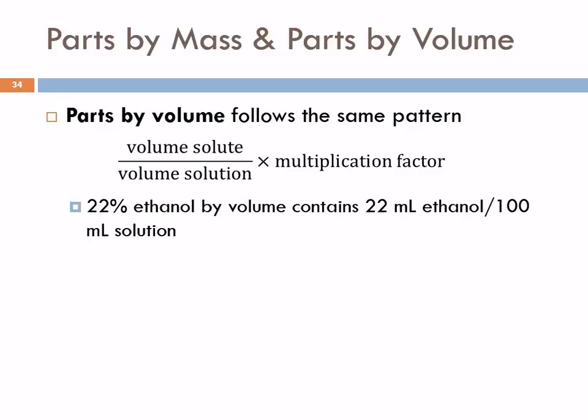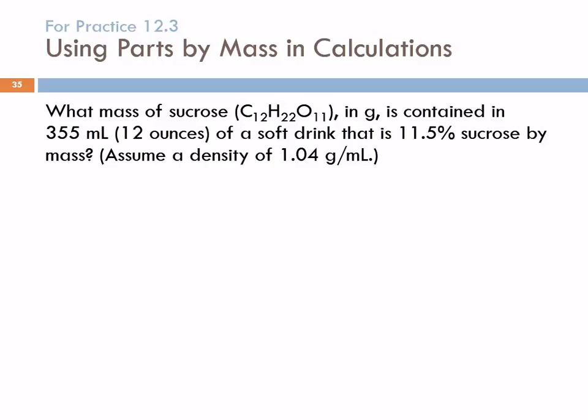Parts by volume follows the same pattern, but now we're looking at volumes of solute and volume of solution. So 22% ethanol by volume means 22 milliliters of ethanol per 100 milliliters of solution. This is typically used for things where the solute is a liquid. And then there's also a mass volume parts, but we won't go into that.